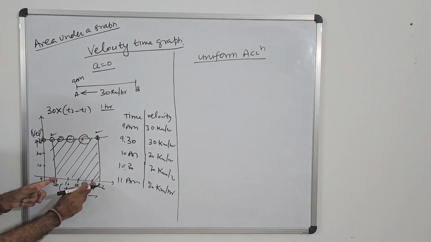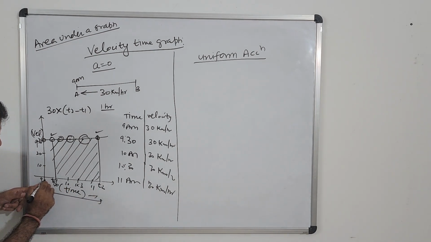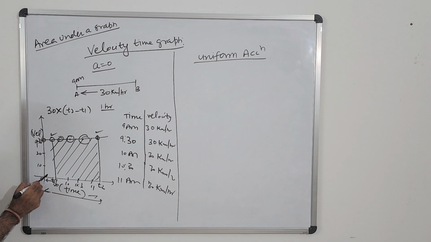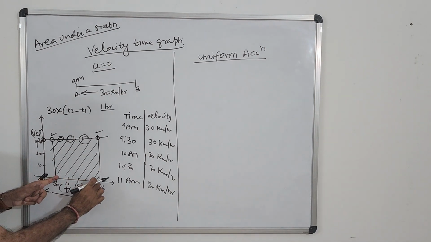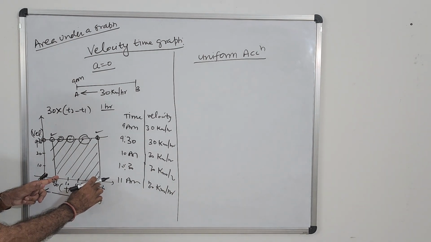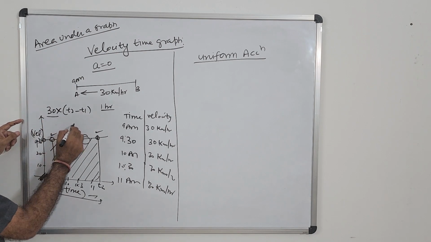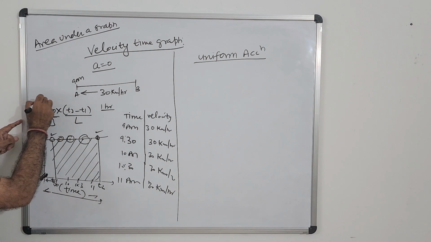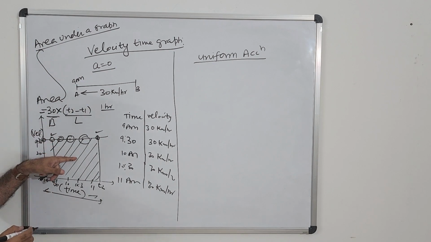If you want to find this length, we have to find T2 from here to here, and from here to here it is T1. So T2 minus T1, this length minus this length will give you this, because all distances are measured from the origin. You will get T2 minus T1, length into breadth. What is breadth? 30 kilometer. This is length, this is breadth. What is this? Area. Which area? Area under the graph.